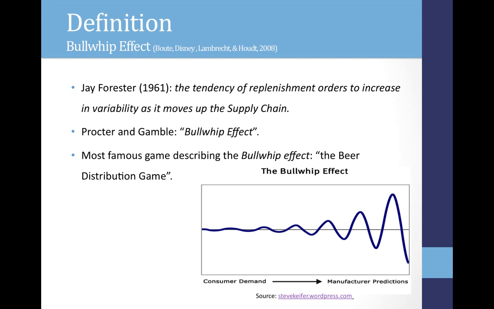So, what is the Bullwhip effect? It was first noticed by J. Forrester in 1961, and he defined it as the tendency of replenishment orders to increase in variability as it moves up the supply chain. In the following years, it was named the Bullwhip effect by Procter and Gamble.